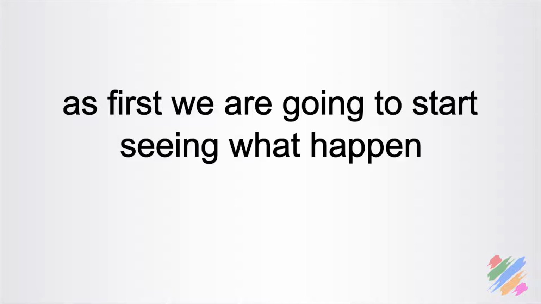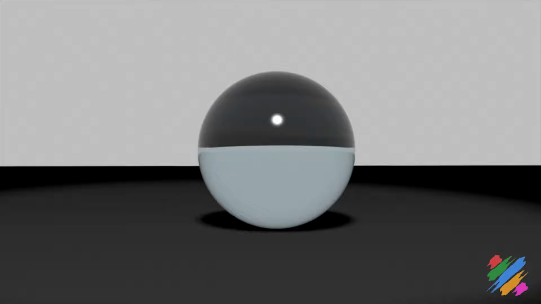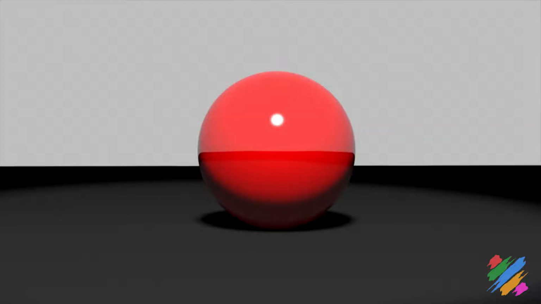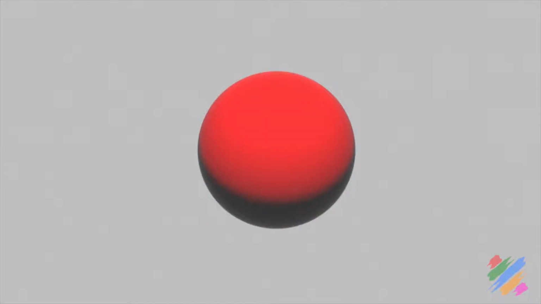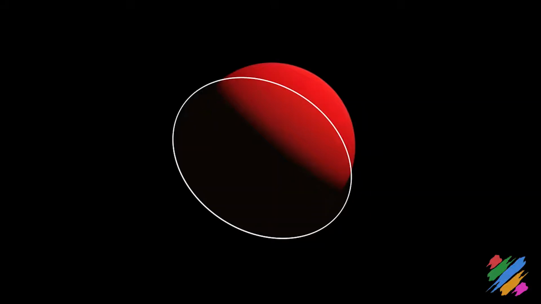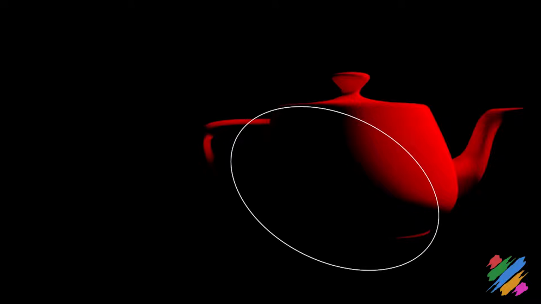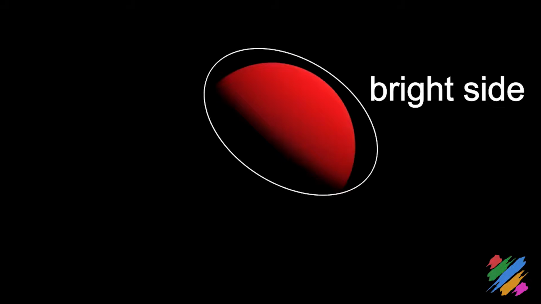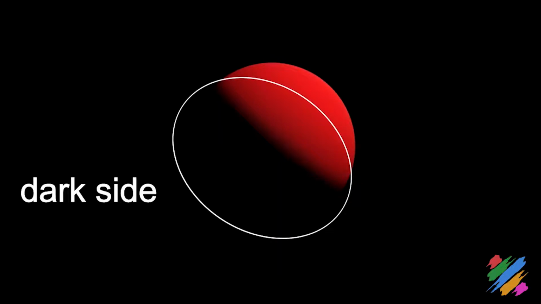First, we're going to start seeing what happens when a white light flux hits an object made with an opaque material with a matte external surface, placed in a completely empty area in complete darkness. For example, this sphere. We can see that we have one side which is pretty bright and another side which is completely dark. And this is valid for any object made with a similar material placed in the same situation. From now on, we're going to call this the bright side of the object and the other the dark side.